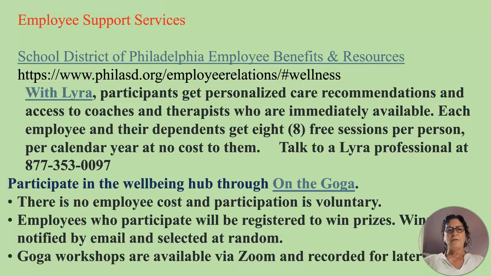Okay. Next, if you go to the Employee Support Services, you see that we have access to something called Lyra. Lyra gives us personalized coaches and therapists, and we get 8 free sessions, not only the employees, but the employees and their dependents. So this is something we could take advantage of. There's also in the Wellbeing Hub something called Ongoga, which is just a voluntary service that has different exercises, mindfulness, things like that that you can go through, recorded sessions, and look at.